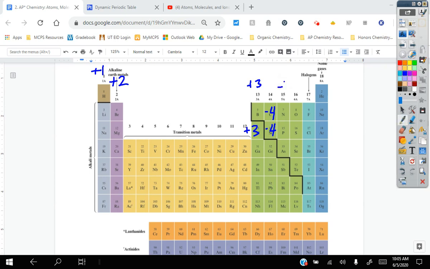Anything in the nitrogen column, we've got -3, then we go -2, -1. So these are -3, -2, -1. And then our noble gases already have their 8 electrons, so there's no charge for them. You're going to want to use these patterns to help you with the periodic table, especially when we get to formula writing a little bit later on.